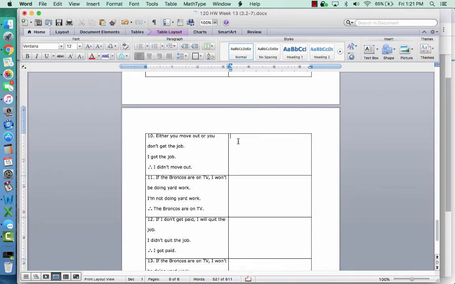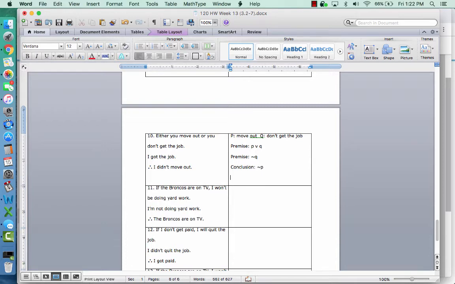So that's an invalid argument. All right, next one. Either you move out or you don't get the job. So P will be move out. Q will be don't get the job. All right, so our first premise here, that's an or statement. So the first premise is P or Q. And then the second premise is I got the job. Q is don't get the job, so this is going to be not Q. And then the conclusion here is I didn't move out, so that would be not P. And that is not valid.